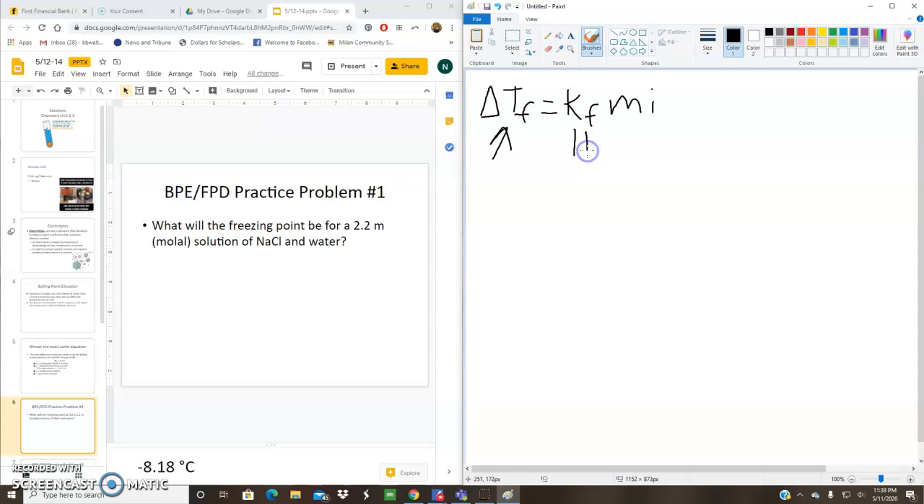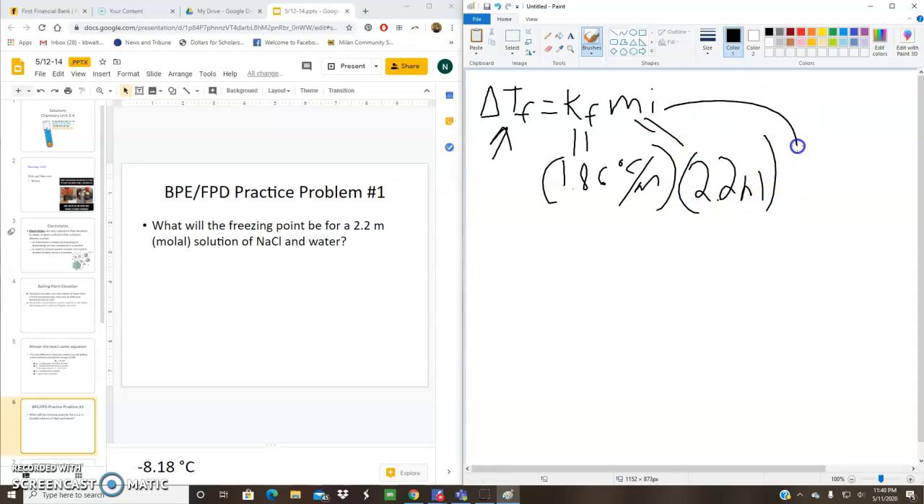We're given Kf as 1.86 degrees Celsius per molality. We're told molality is equal to 2.2 molal. And then we need to find i. i is the Van Hoff's constant. Now I walked you through how to find that, but we're going to go through it again.